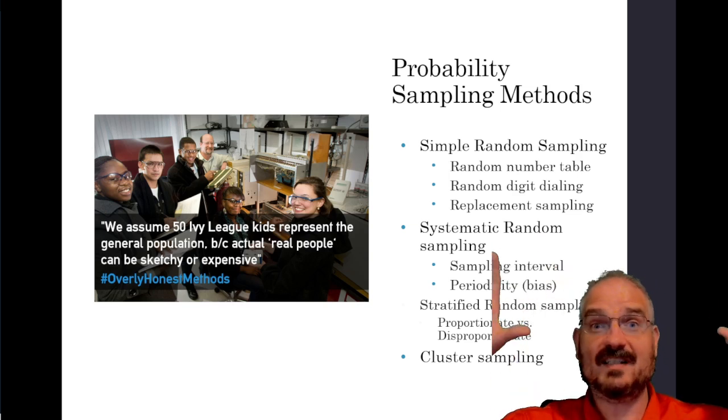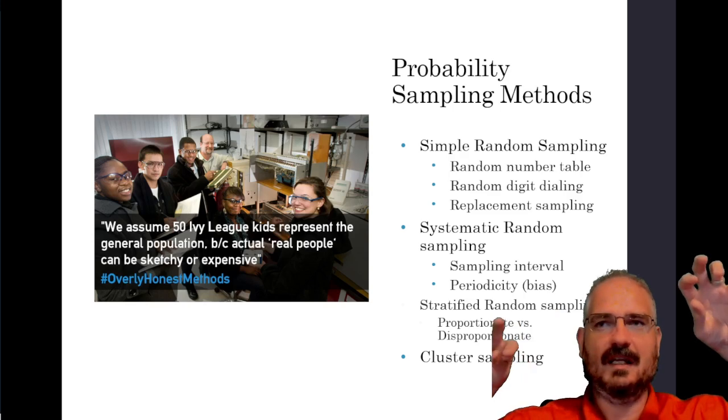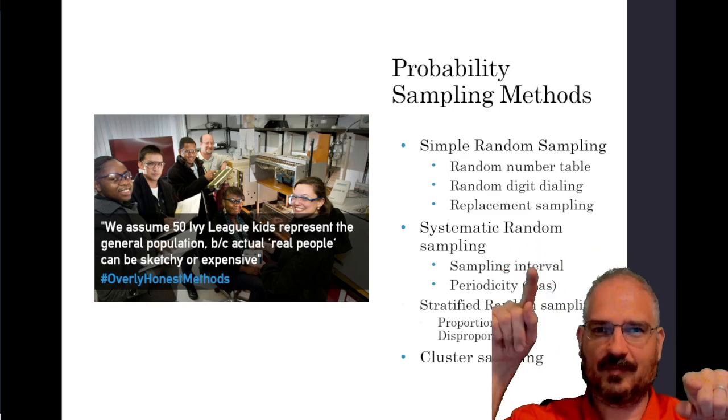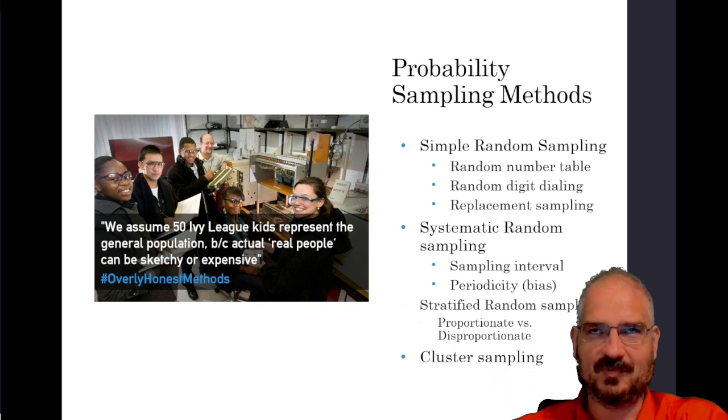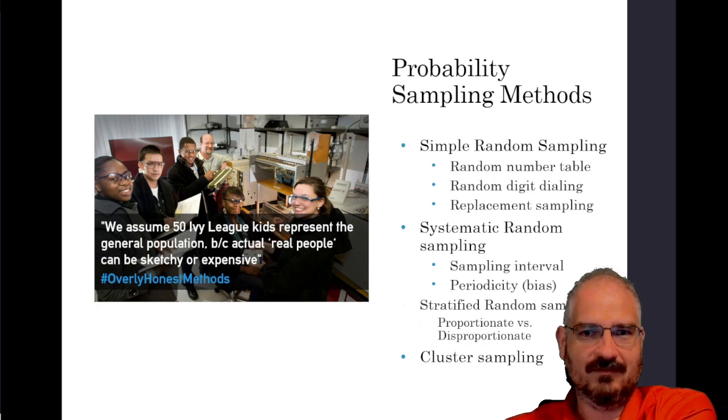Or you could do it even 3 stages. So target population, take a sample of subgroups, then take a sample of subgroups within those subgroups, then take a sample of the elements within those subgroups of the total population. Right?